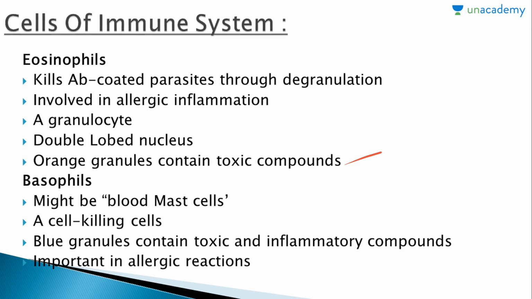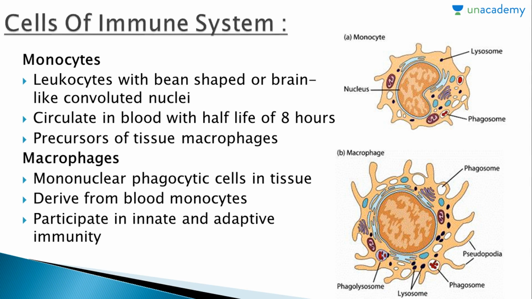Okay. Next we have the basophils. They might be the blood mast cells. They are cell killing cells. Okay, cell killing cells. Then we have blue granules that contain toxic and inflammatory compounds, and they are important in allergic reactions.